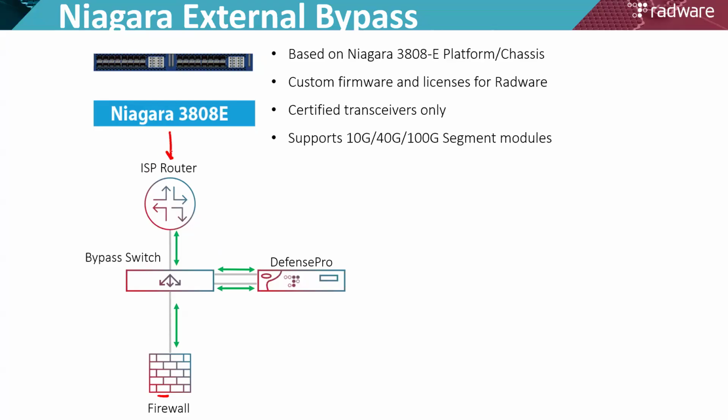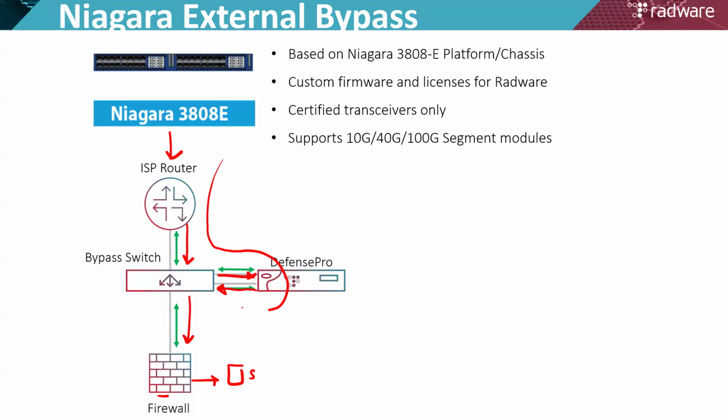The client traffic is coming in this direction. It reaches the bypass switch. The bypass switch forwards it to the Defense Pro. Defense Pro inspects this traffic and forwards it in this direction. It reaches the bypass switch, and the bypass switch forwards it to the firewall, and then it can reach our backend servers. So this is the traffic flow.